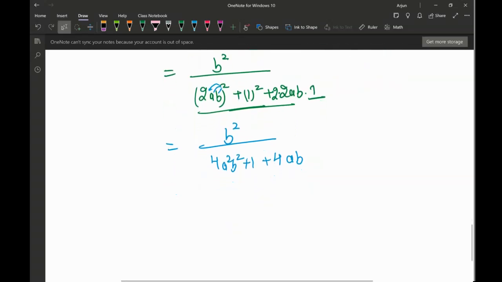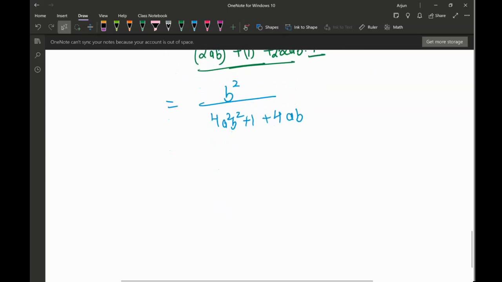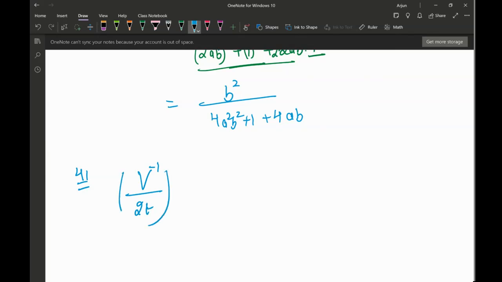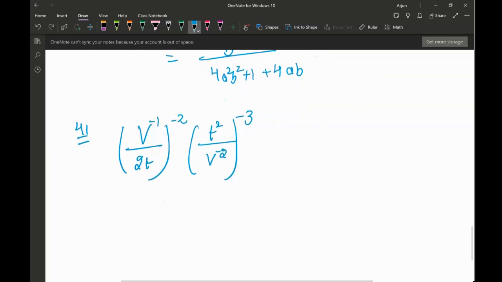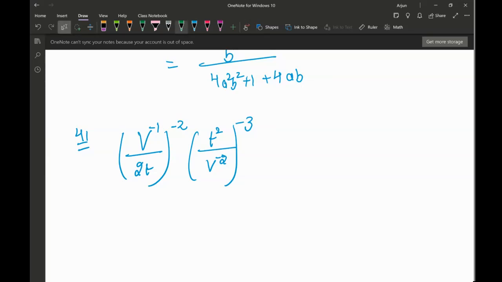All right, now another question. I'm going to take it from exercise 11.1. I'm going to take question number 41 here. So v raised to the power negative 1 upon 2t, and then I will put a negative 2 here, and t square here, v raised to power negative 2, and then negative 3 here. And now I'm going to try and simplify this question.